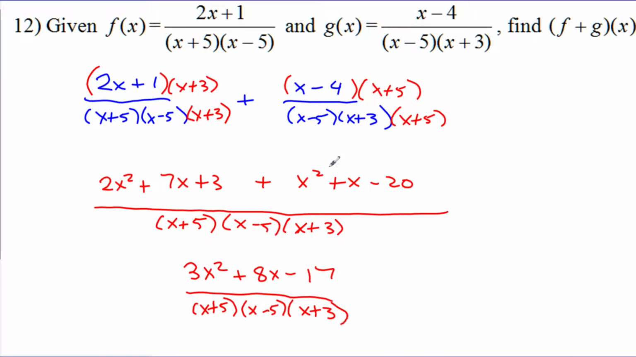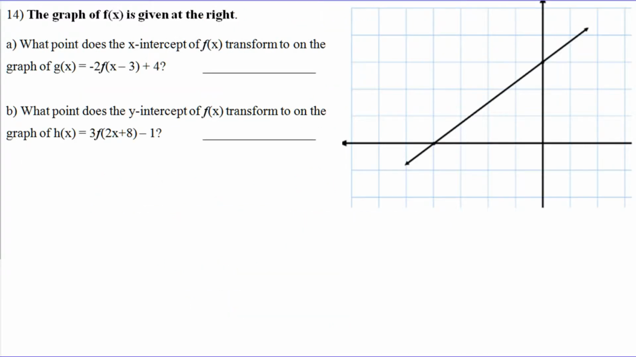I've added together f plus g by finding common denominators. I simplified it as much as I could. That's my final answer. All right, so if we move on to the next one, problem number 14, they're asking us to transform a point, right? And we're going to do 2 of them because there's an x-intercept and a y-intercept.